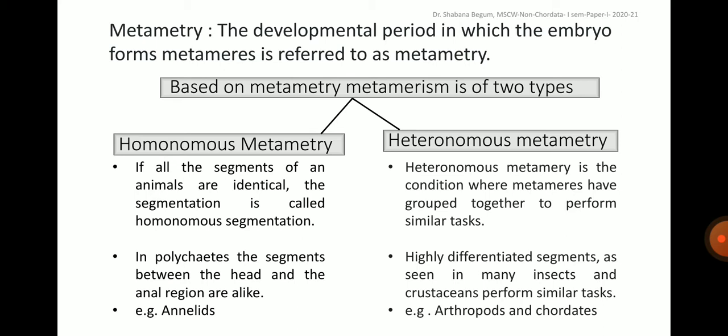A new term, metametry. What is this metametry? So here the developmental period in which the embryo forms metameres is referred to as metametry. Based on development period or metametry, metamerism is of two types: homonymous metametry and heteronomous metametry.